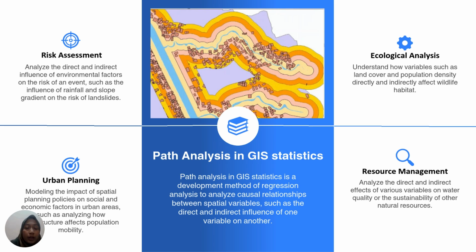Risk assessment, analyzing the direct and indirect influence of environmental factors on the risk of an event, such as the influence of rainfall and slope gradient on the risk of landslide. Urban planning, modeling the impact of spatial planning policies on social and economic factors in urban areas, such as analyzing how infrastructure affects population mobility.